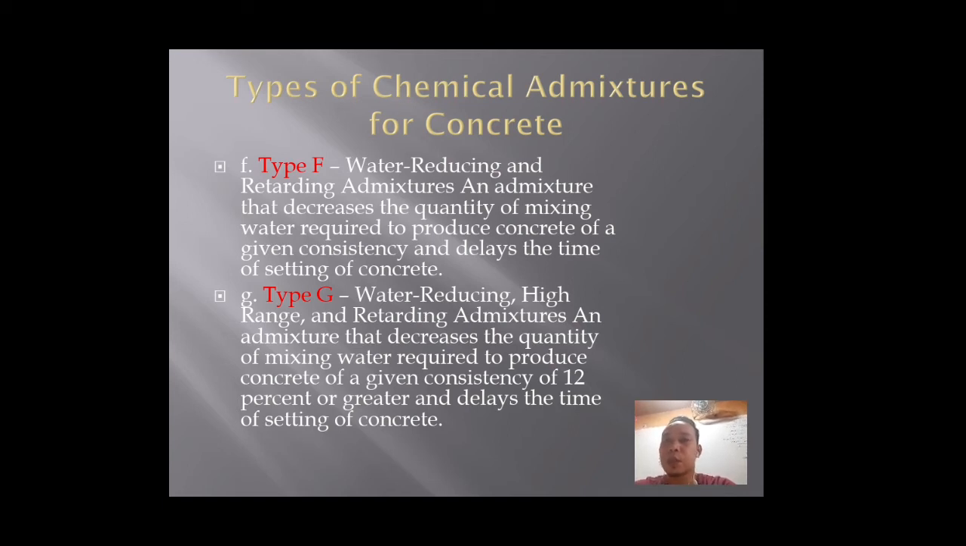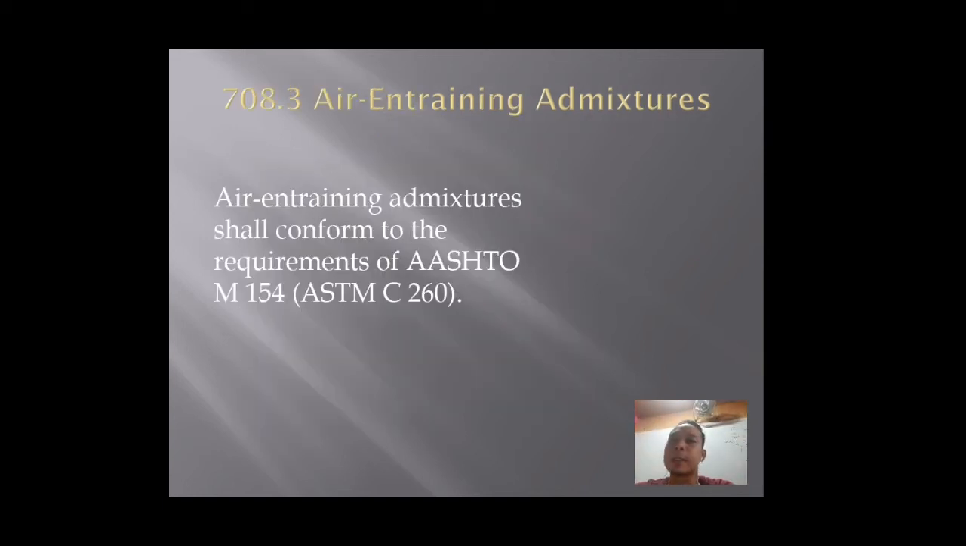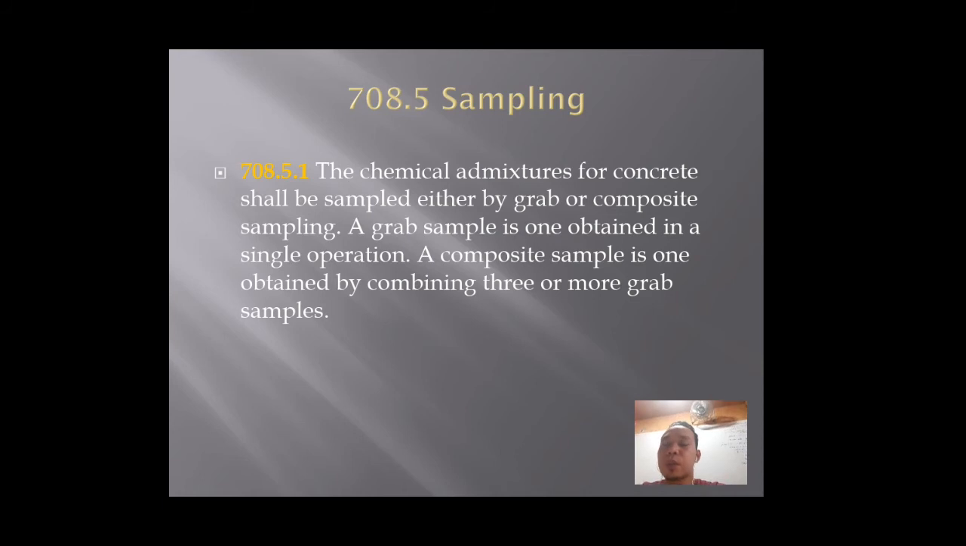Type G, water reducing high range and retarding admixture, is an admixture that decreases the quantity of mixing water required to produce concrete of a given consistency by 12% or greater and delays the time of setting of concrete. The next sub-item is 708.3, which talks about air entraining admixtures. Air entraining admixtures shall conform to the requirements of AASHTO M154 or ASTM C260. Also, sub-item 708.5 is about sampling.